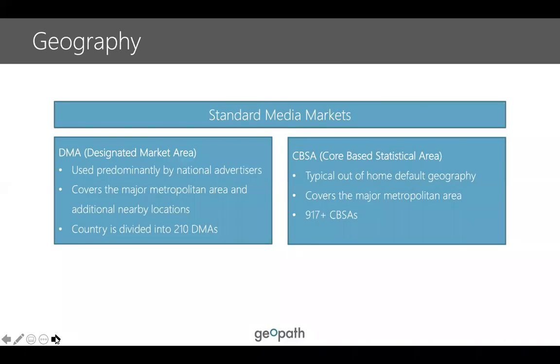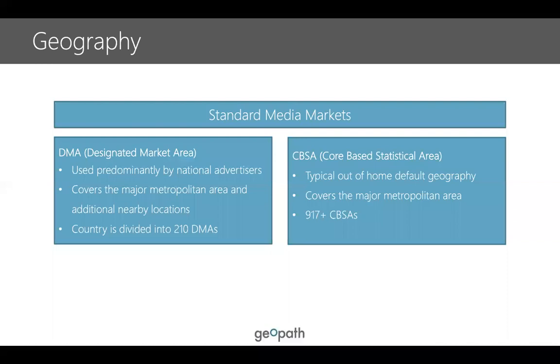Standard media markets that are often used by advertisers include designated market areas, also known as DMAs, and core-based statistical areas, also known as CBSAs. DMAs are used predominantly by national advertisers and originate from television markets created by Nielsen. DMAs cover the major metropolitan areas as well as additional nearby locations. In total, the United States is divided into 210 DMAs.